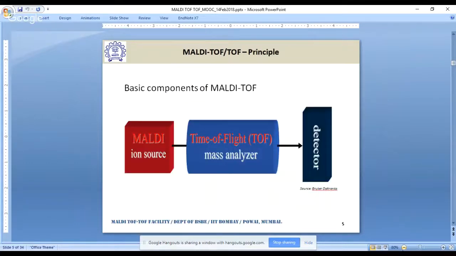So the basic components of the MALDI-TOF instrument are the ionization source. Over here, we use a modified nitrogen laser. The mass analyzer is a time of flight, which is actually a vacuum tube through which the ions that are generated move and are separated on the basis of their mass by charge ratio. And finally, the detector.